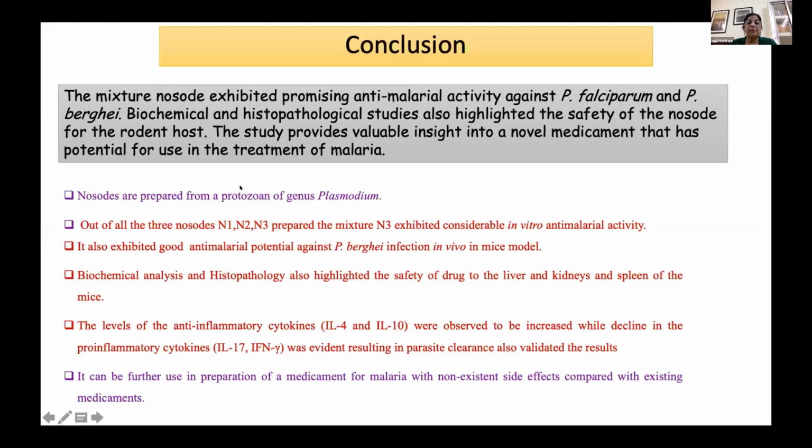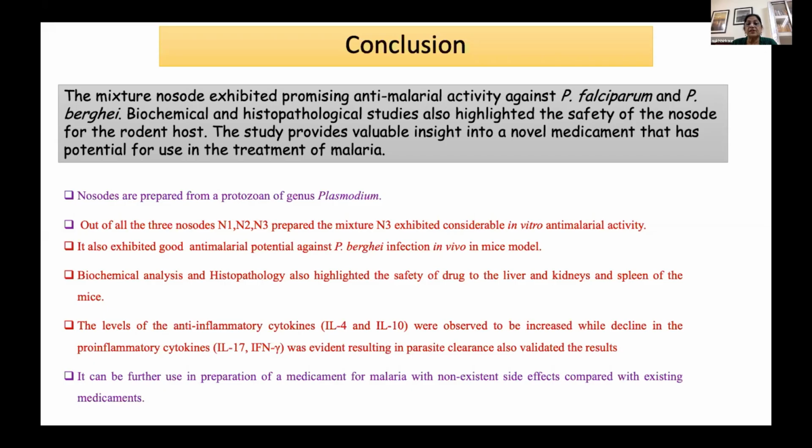Now, these nosodes are prepared from the protozoan of genus Plasmodium, and out of these nosodes, we concluded that N3 was the best nosode, as it had in vitro antimalarial activity. It also showed a very good in vivo antimalarial activity against the Plasmodium berghei infection. It also showed safety. In addition, the levels of anti-inflammatory cytokines were increased while a decline in pro-inflammatory cytokines was evident, which showed the clearance of parasites. So this is additional proof that the parasite gets cleared because of the generation of this immune response, and it can be further used in the treatment of malaria after doing further studies.